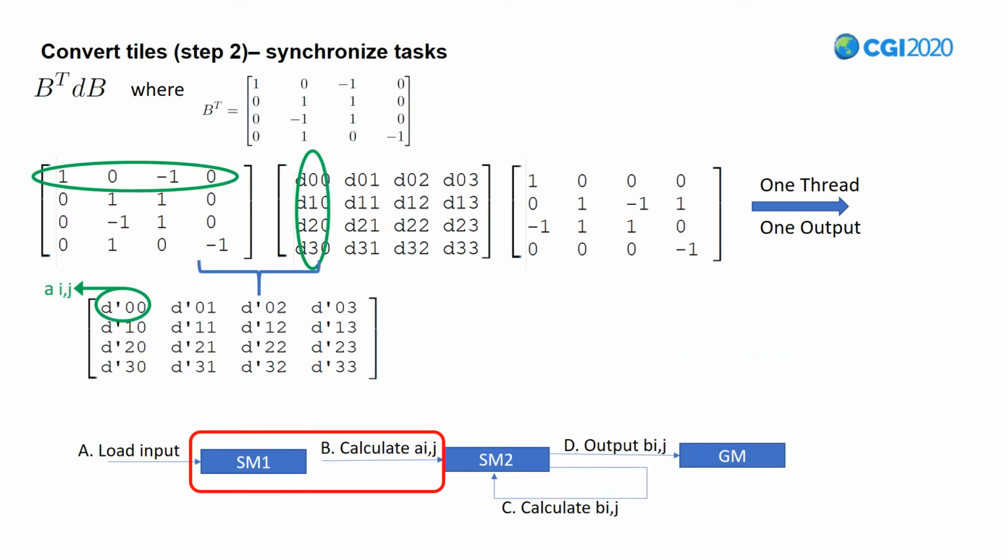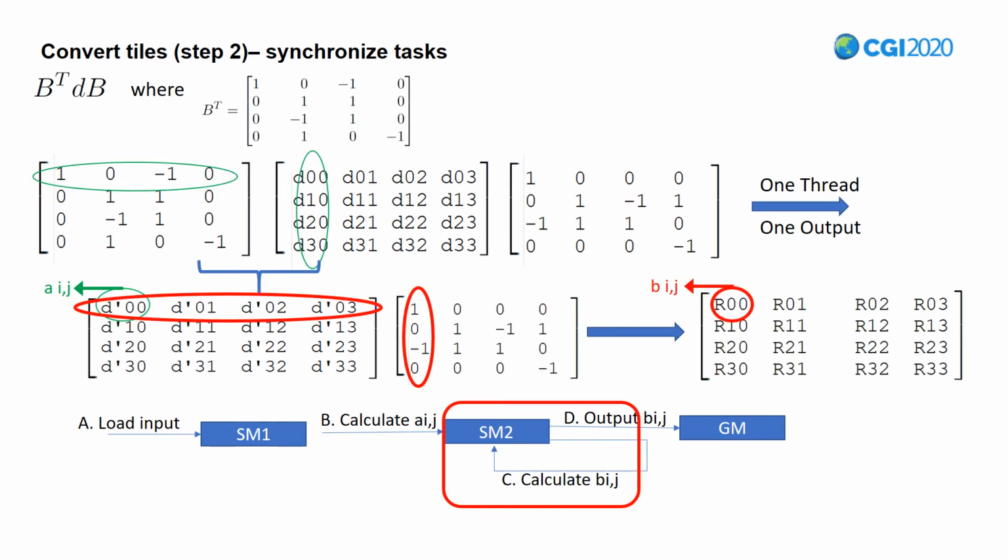Task B is to expand each tile from overlap and calculate B^T d g from task A, and store intermediate results in the second shared memory. Task C is to calculate the remaining matrix multiplication from B and store the result back to the second shared memory. Task D is to output the result to the device for the next step.